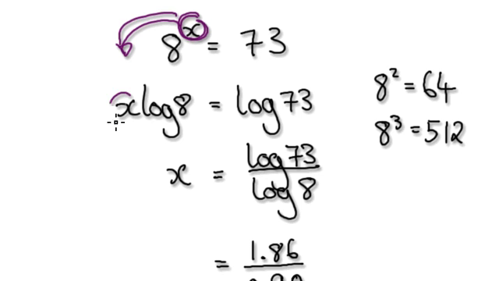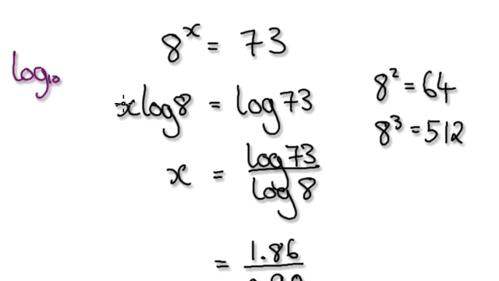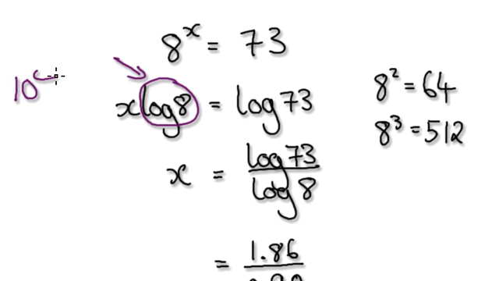So the x will go down here, and then log 8. Remember, it's defaulted as 10. When you press the log button on your calculator, it's really log to the base 10. So when you look at this, what it's saying is that 10 to the power of this number gives you 8. Okay, but don't worry about it too much.